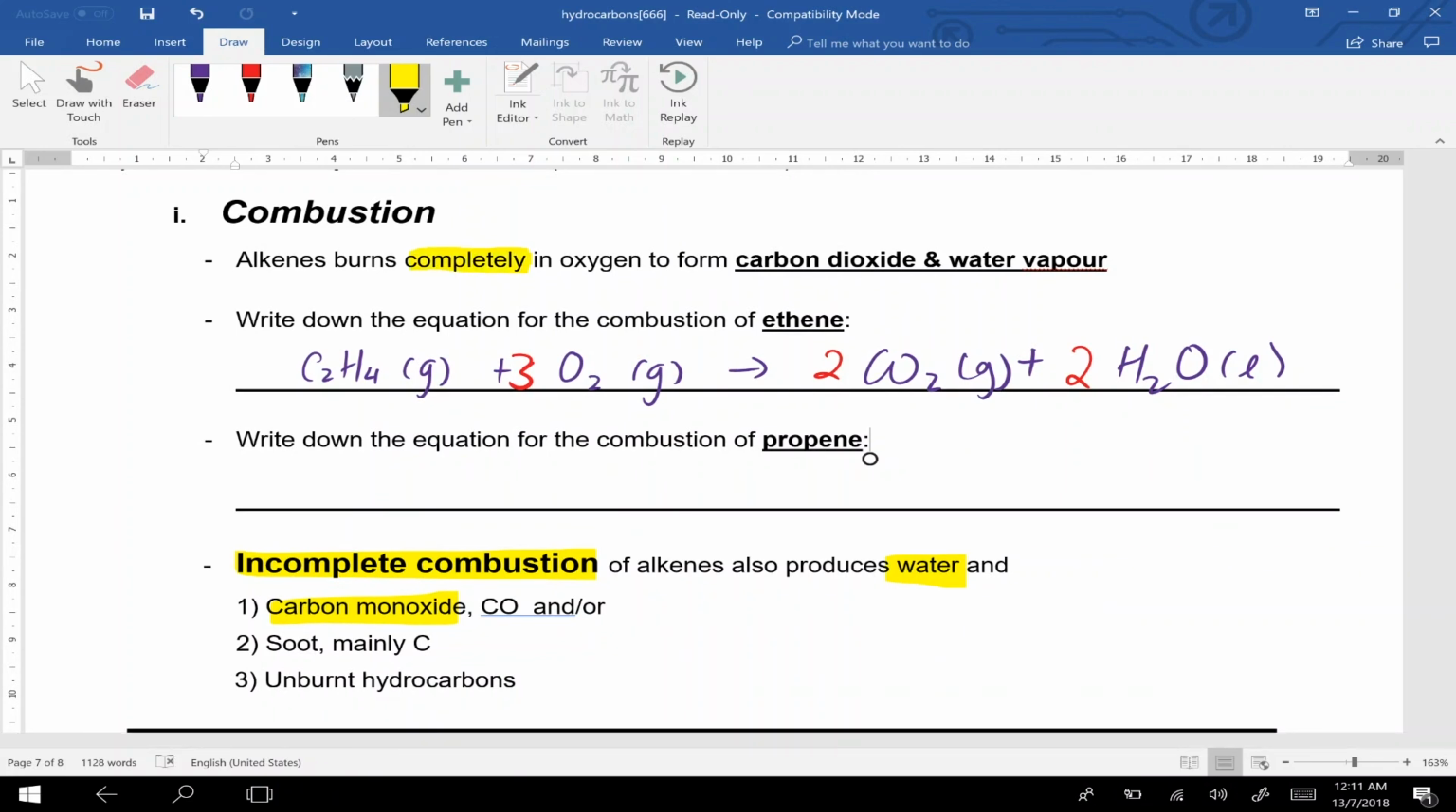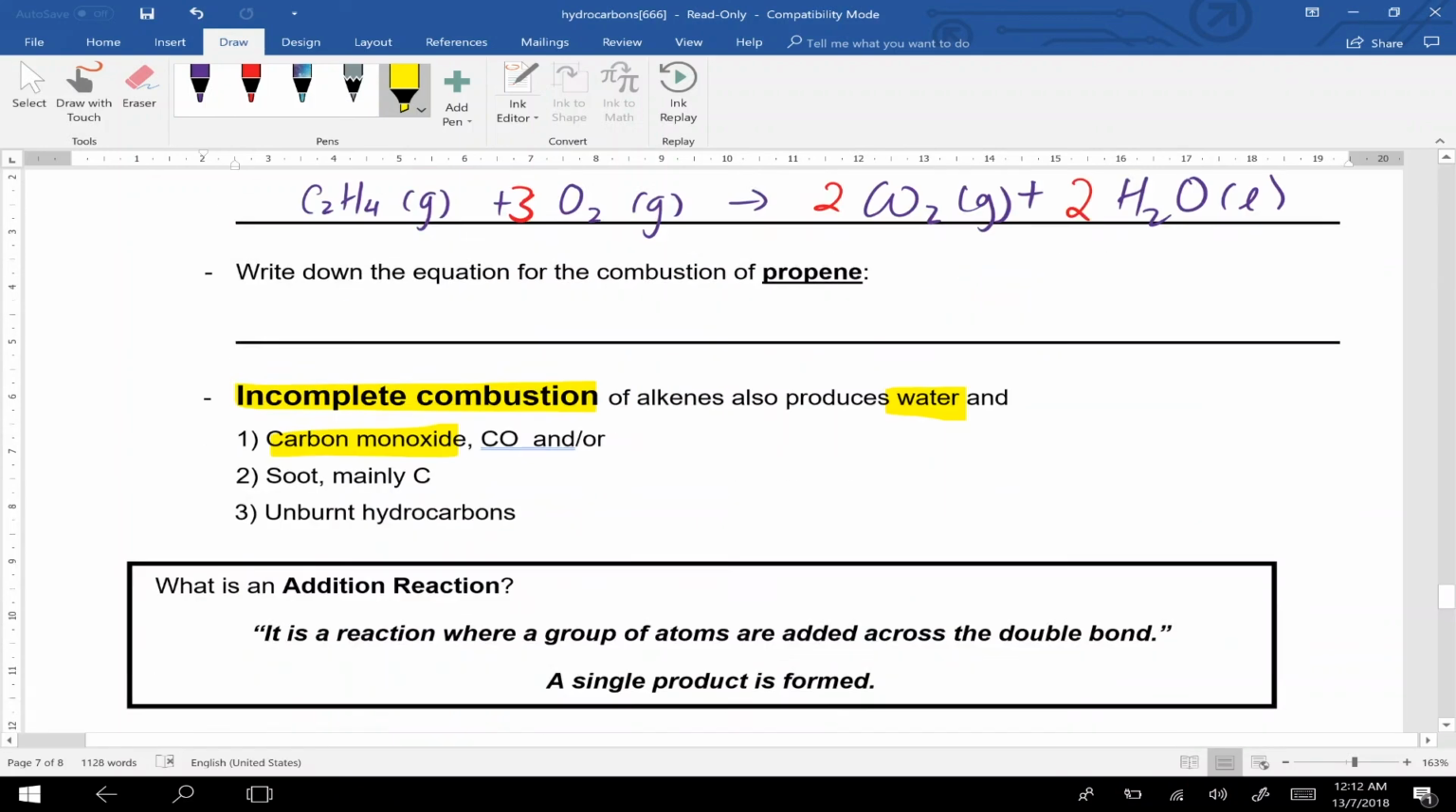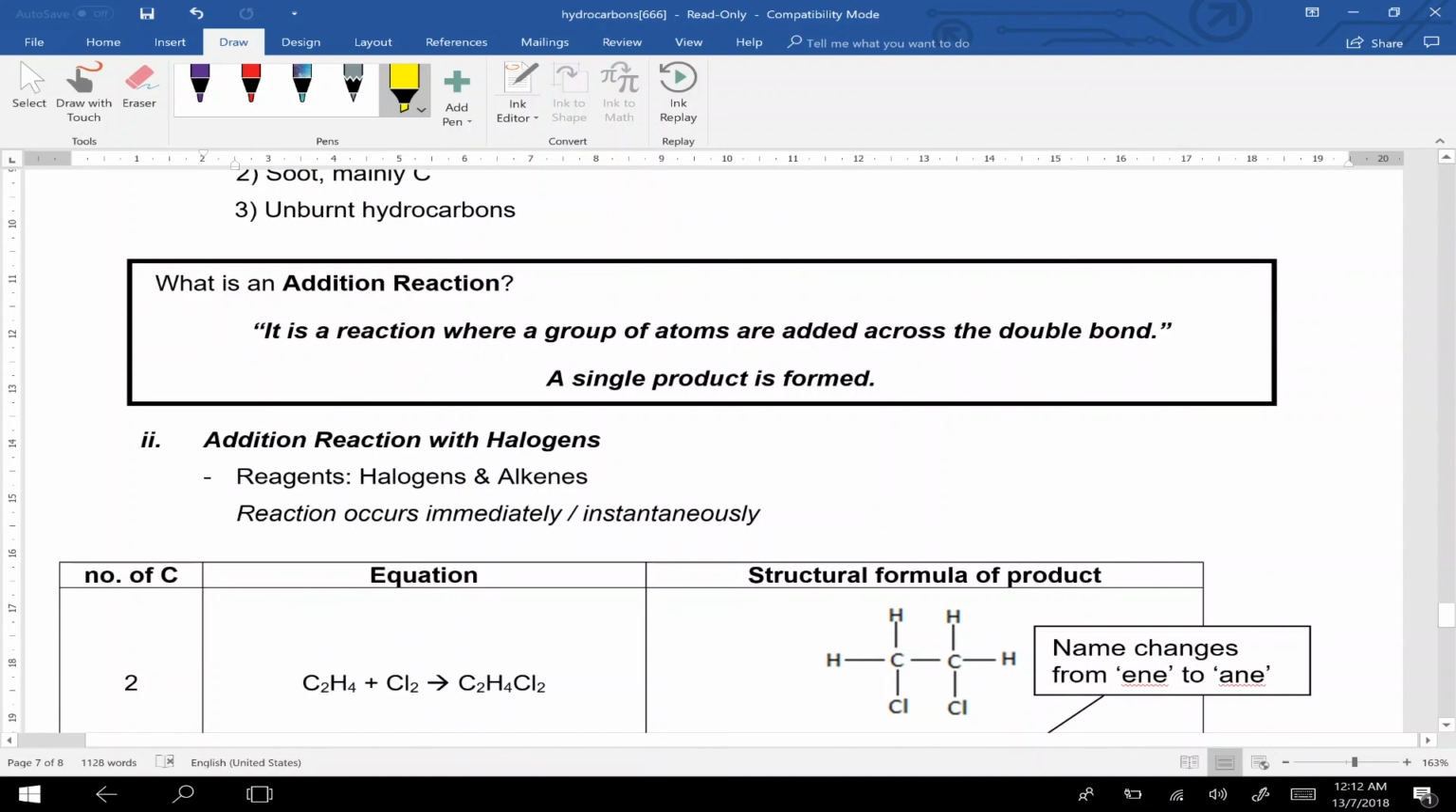For ethene, I've already done the equation for you. Please do the same for propene. Write down the balanced equation with state symbols. It's also good to take note here: incomplete combustion of alkenes will also produce water and carbon monoxide, sometimes soot, and unburned hydrocarbons. Okay, we'll stop here for now. We'll go through addition reaction in the next lesson.